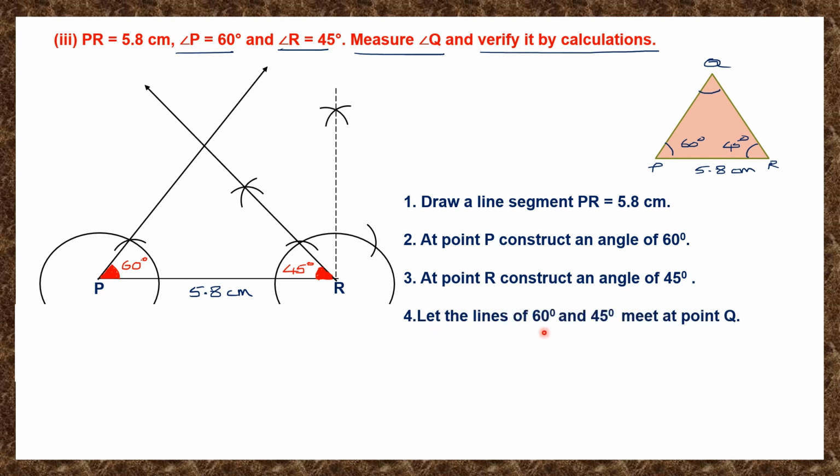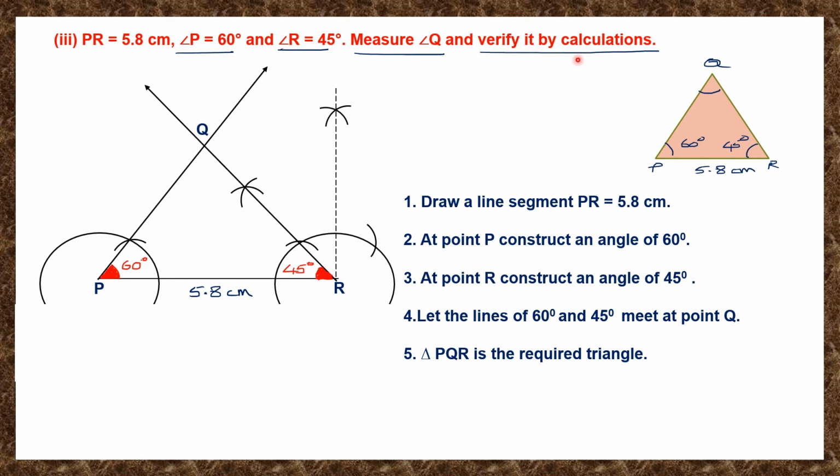Let the lines of 60 degrees and 45 degrees meet at point Q. So this is a 60 degree line. This is a 45 degree line. They're meeting at point Q. Now, triangle PQR is the required triangle. Now we've been asked to measure Q. So first we constructed the triangle. Now to measure Q, you need to place your protractor on Q and measure it. That is one way. That is how you measure it.